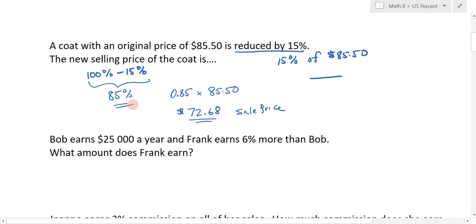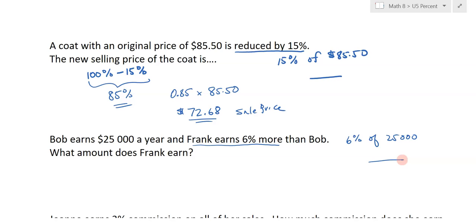Here's another example. Bob earns $25,000 a year, and Frank earns 6% more than Bob. What amount does Frank earn? Well, just like we were doing before, we could find 6% of our $25,000, and then this would give us how much more Frank earns, and then we would add that to the $25,000. And again, that's perfectly correct.